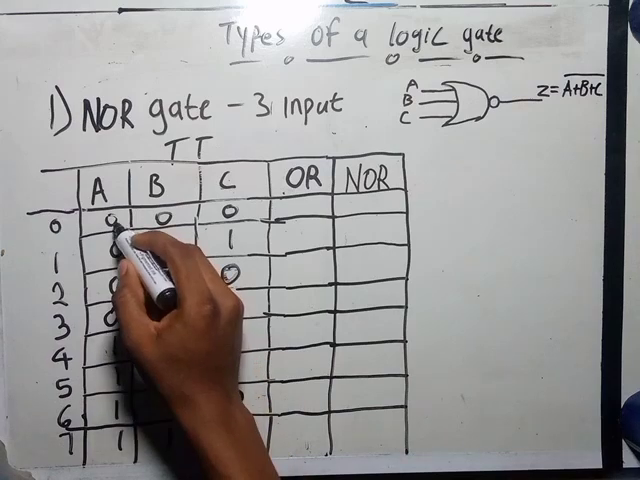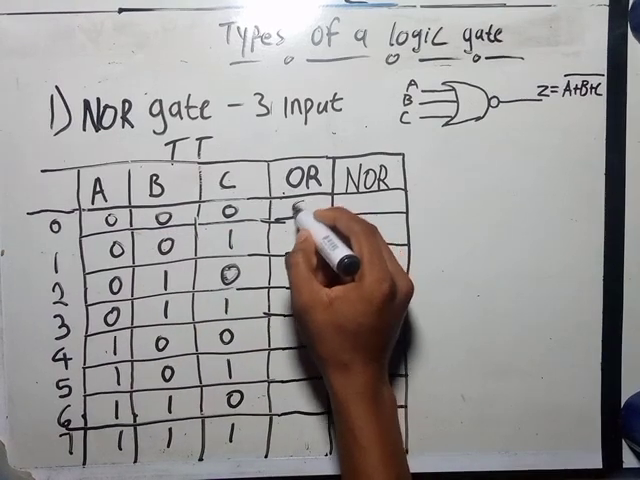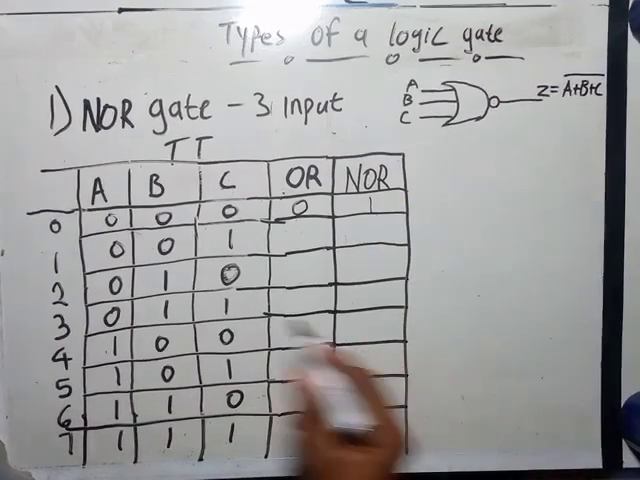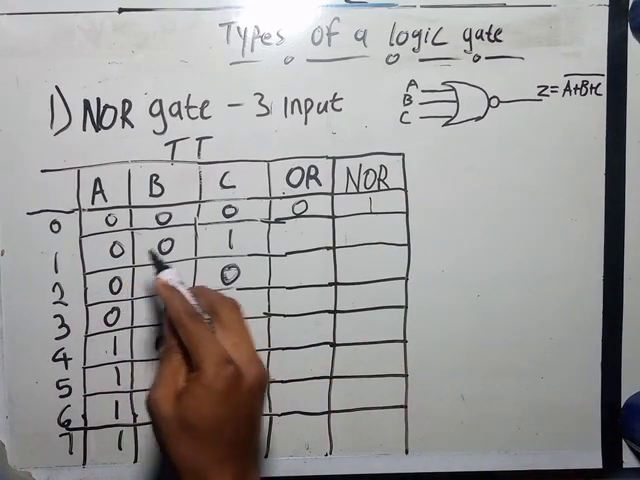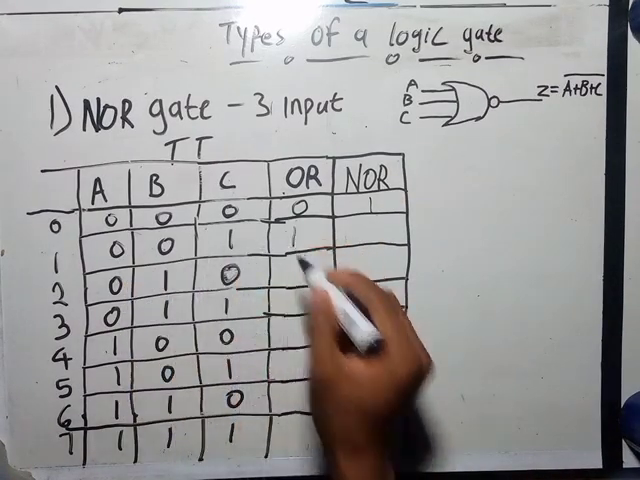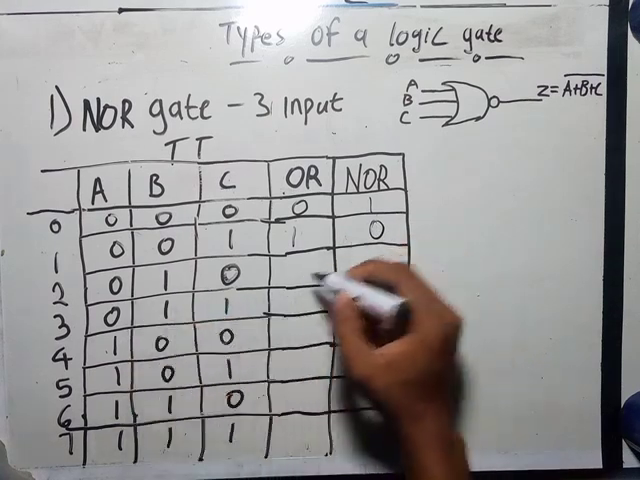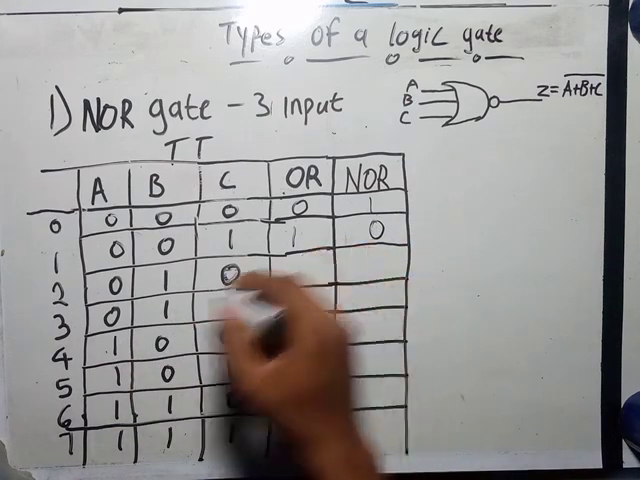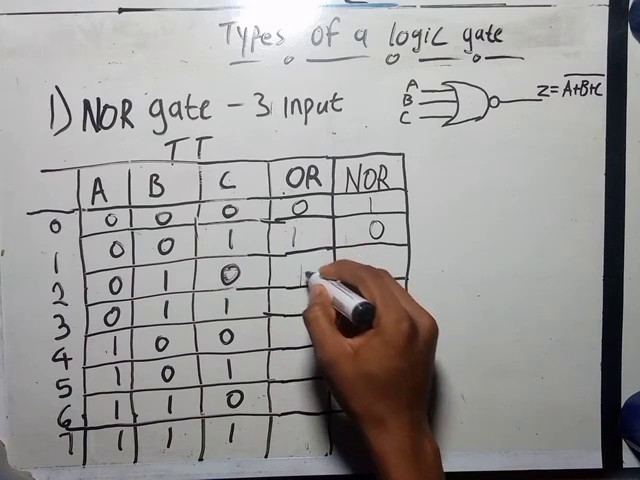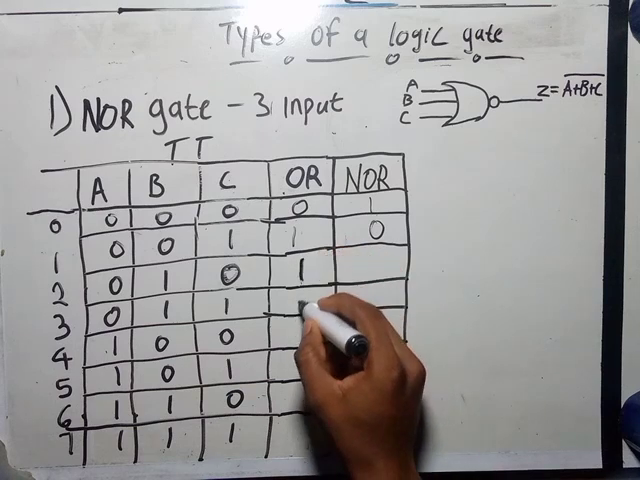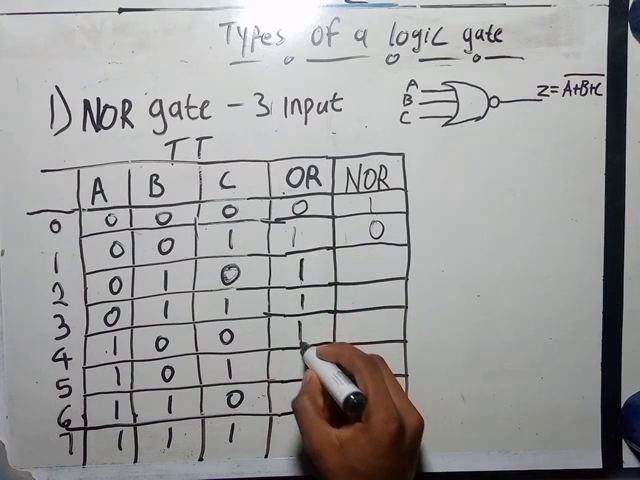So let us go. 0 plus 0 plus 0 gives us 0. What is 0 not? 1. 0 plus 0 plus 1 is 1. What is 1 not? 0. For this, we have 1. Let us just fill in all our values. We have 1, 1, 1, 1.